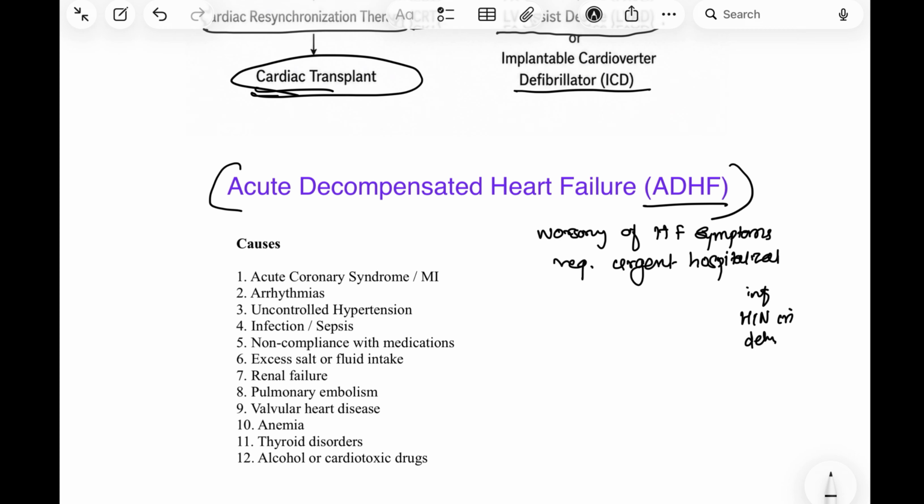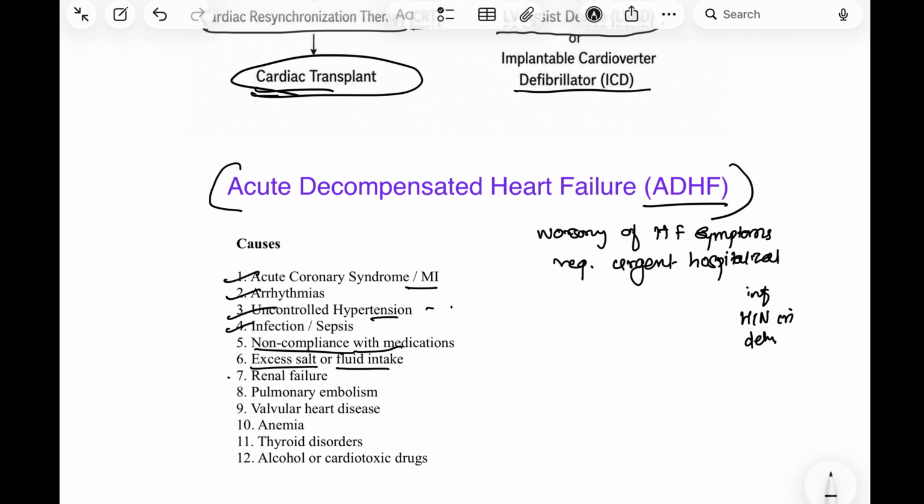So the causes for ADHF are acute coronary syndrome, that is MI, arrhythmias, and uncontrolled hypertension, which increases the afterload, and so the heart failure symptoms are aggravated. Infection and sepsis can cause ADHF. Again, if the patient is non-compliant with medication, or there is excessive salt or fluid intake, which leads to pulmonary congestion, this lands up in ADHF.